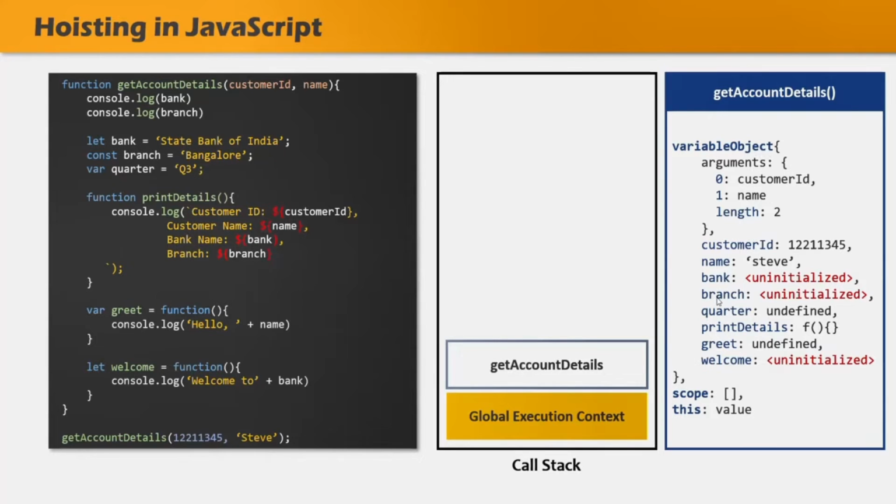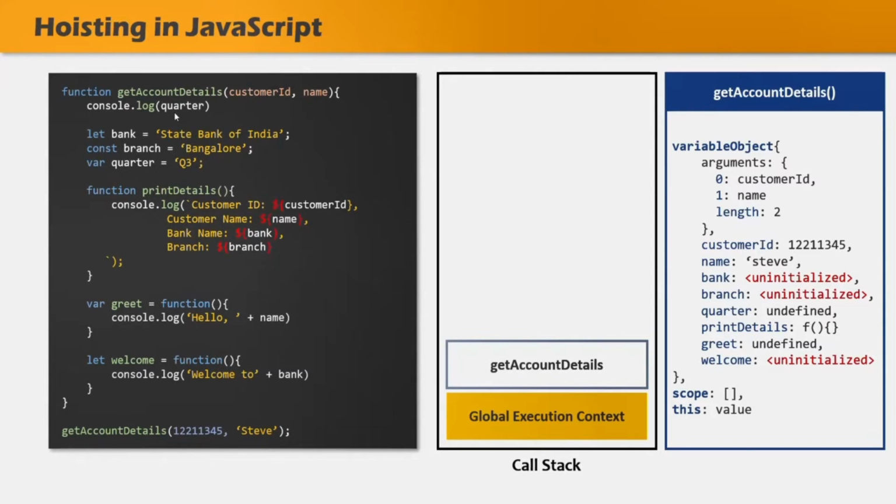It will find them, but then it will see that they are assigned with uninitialized. So at this line, when we are trying to use bank and branch, we are going to get an error. And the error will say that these variables are not initialized. And that's because, as you can see, they are assigned with uninitialized. That simply means that the variables are not initialized with any value. So when we are trying to use variables declared using let and const, we are going to get an error that the variables are not initialized.